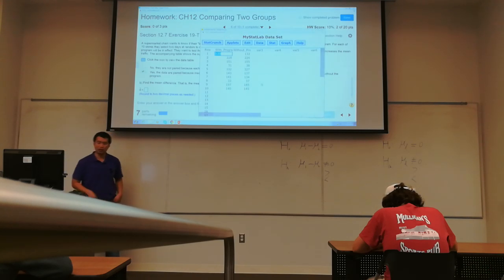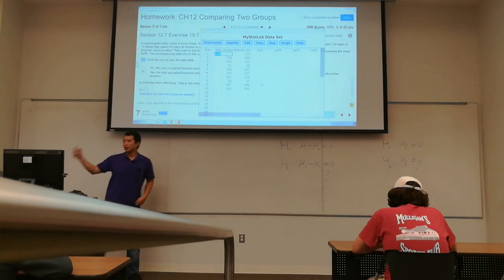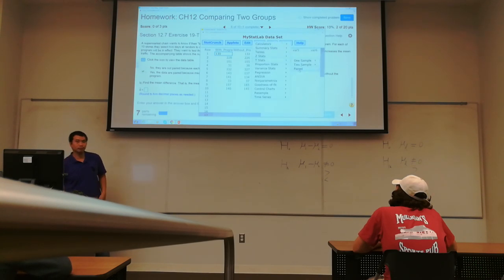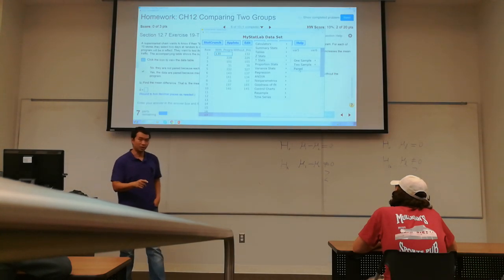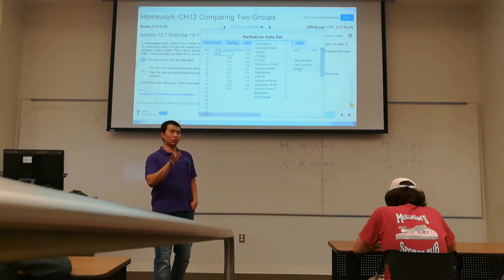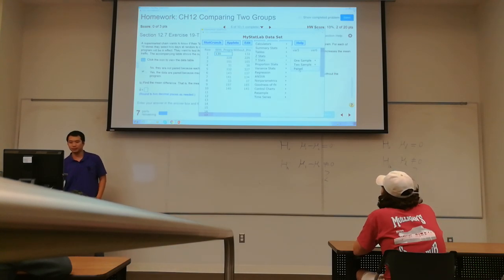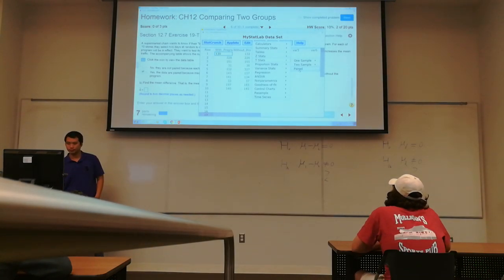So we need to start our calculation right now. So D bar, let's do this. We have to do a hypothesis test. So let's click Stats, T Stats, Paired, not two sample this time. It's called paired because we're dealing with paired data. Stats, T Stats, Paired.